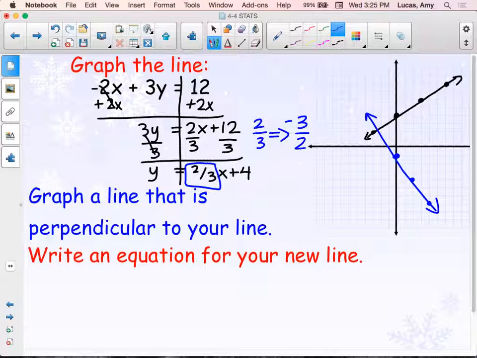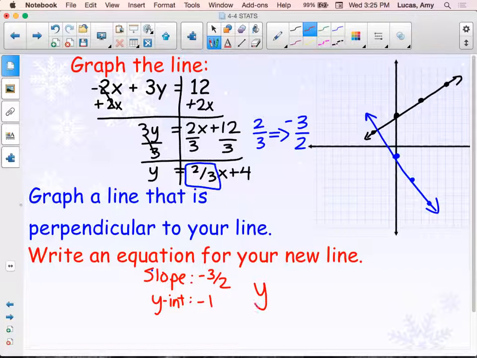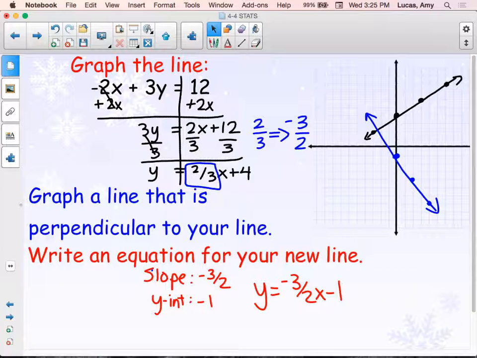So my new slope was negative 3 over 2. My y-intercept, I can pick anything I want. I picked negative 1 on this one. So y equals negative 3 halves x minus 1. So on these last 4 examples, the only requirement that we were given was that our new line had to be either parallel or perpendicular to the original line.